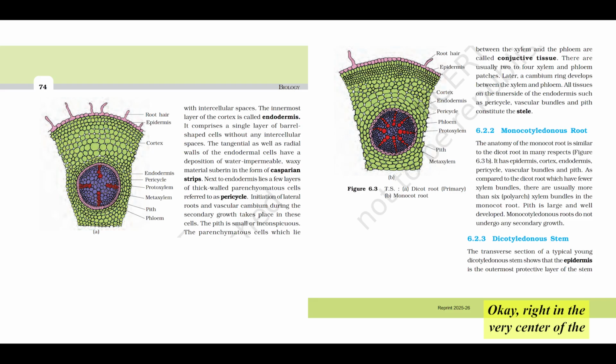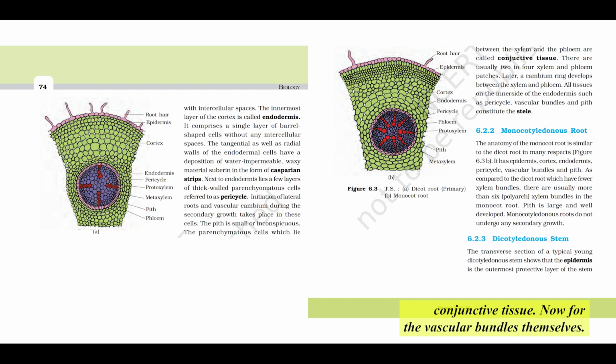Okay, right in the very center of the dicot root, the pith is typically small. Sometimes it's even inconspicuous, hard to see clearly. It doesn't form a prominent central core. The parenchymatous cells that are located between the patches of xylem and phloem, those are collectively termed the conjunctive tissue.